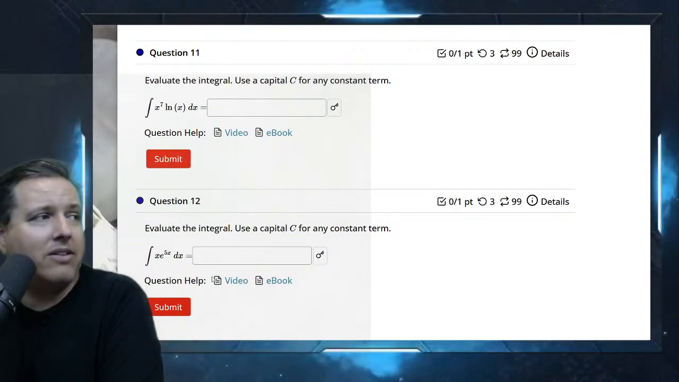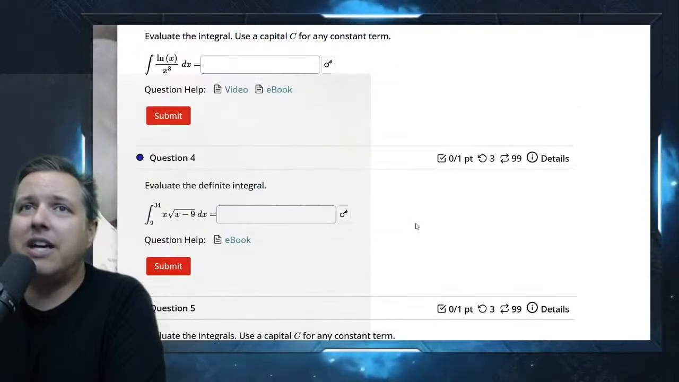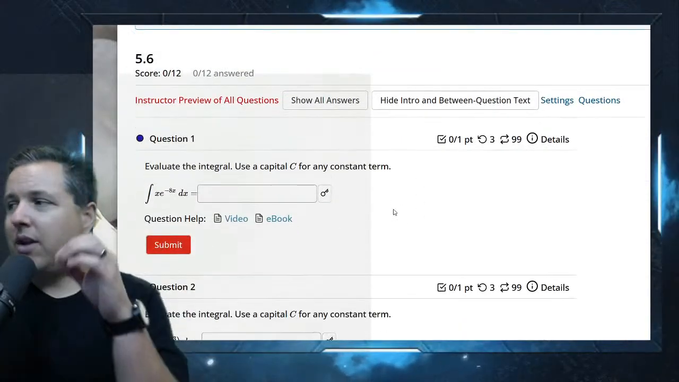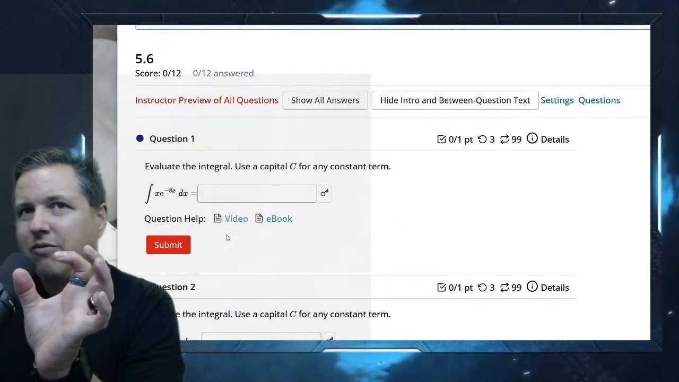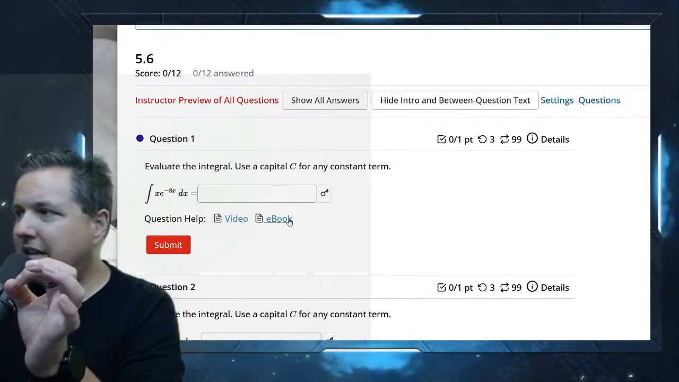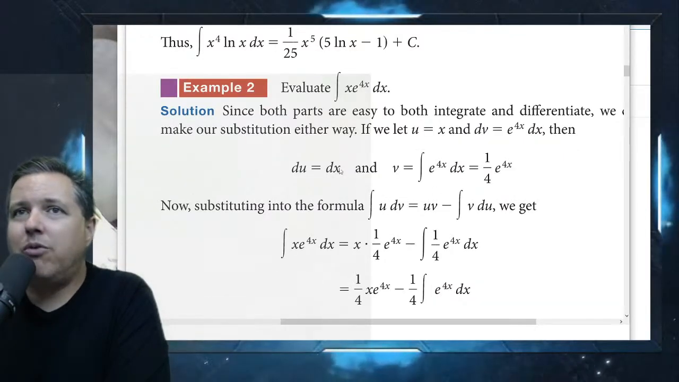X e to the 5x, so another homework problem that looks like that one. So that's two that take on this next form we're looking at. So that's what I'm saying. You can take the homework problem you're looking at and of course watch the video, but then try to find the example in the ebook and then just follow along with what they were doing.